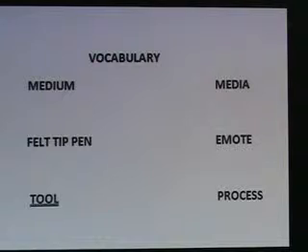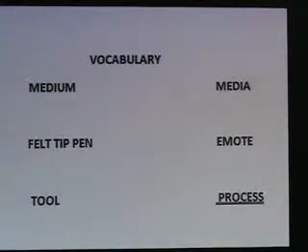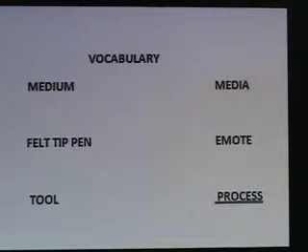I've added 2 more words to the list. Tool, which is anything you use to make the art that doesn't become part of the art, like a felt tip pen or a brush. And process is the way you use the media and tools to make the work of art.